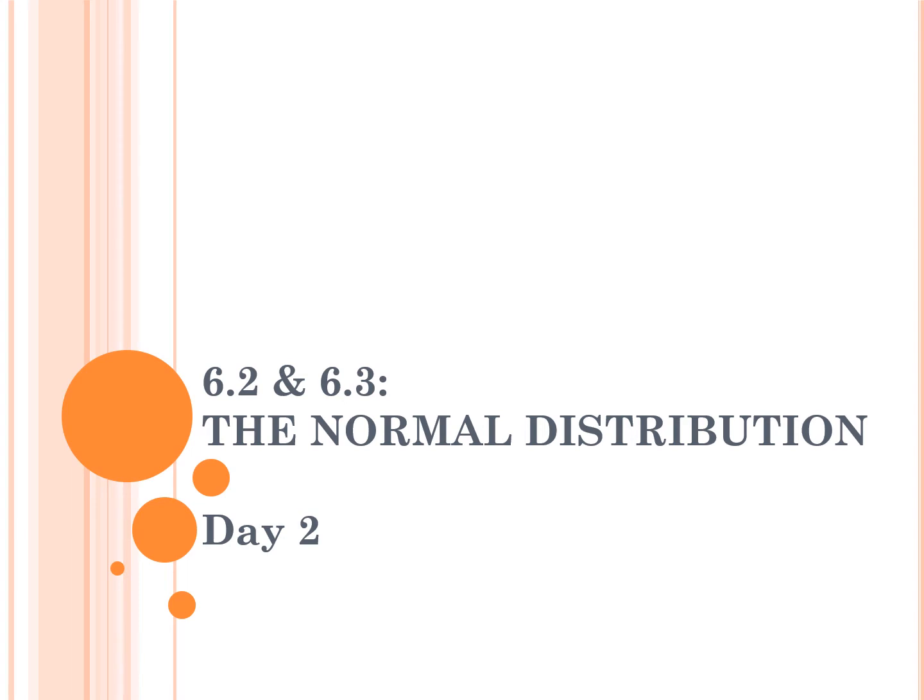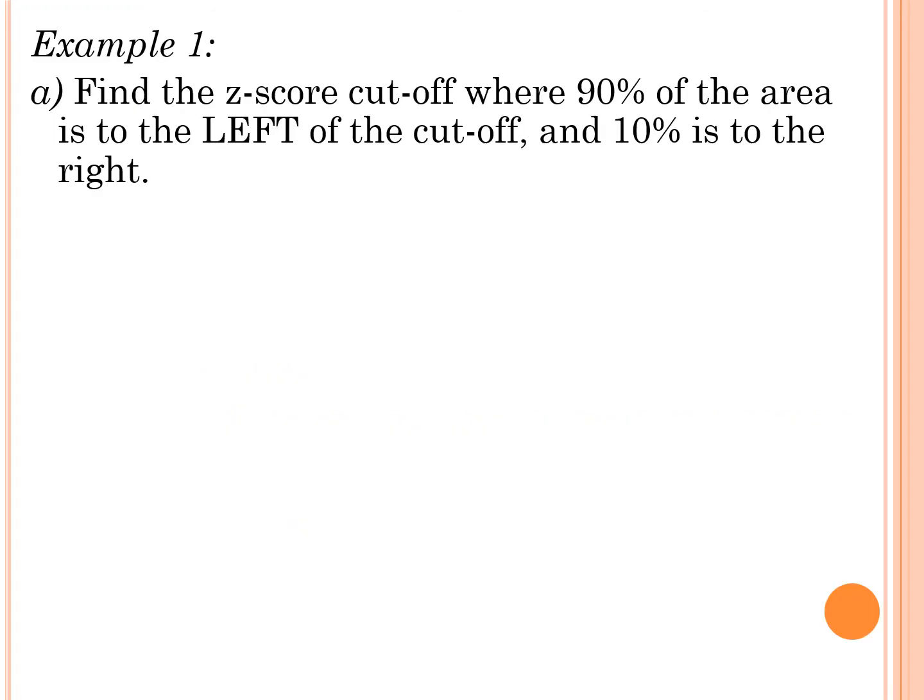Day 2 of 6.2 and 6.3 is going to continue looking at normal distributions. So these problems today are almost the reverse of the problems we did previously. In the previous problems, we were given a z-score. We went to the table and we looked up that z-score to find a corresponding probability or area. In problems today, it's giving us the opposite. It's giving us the area or a probability, and we're going to use that to find a z-score.